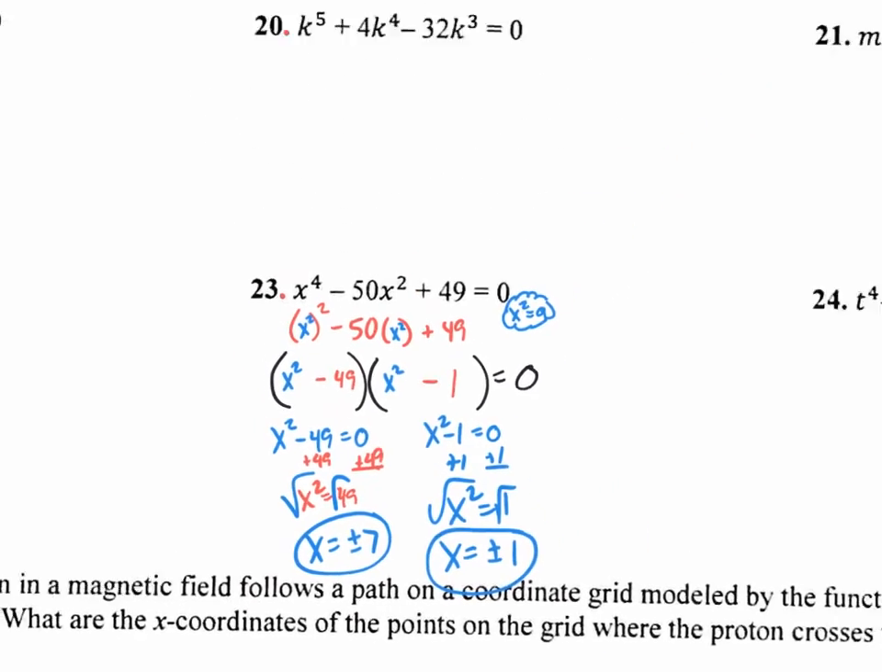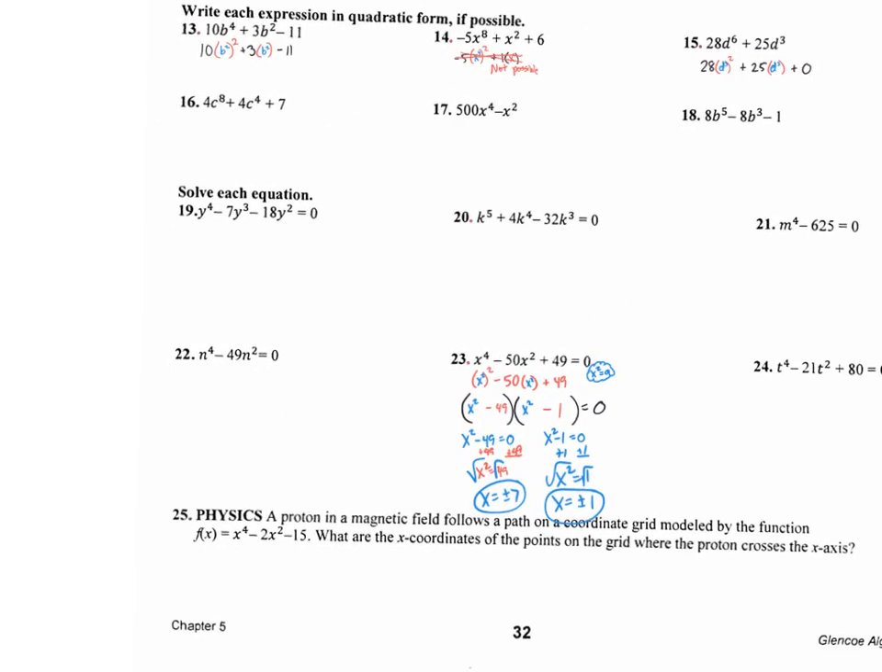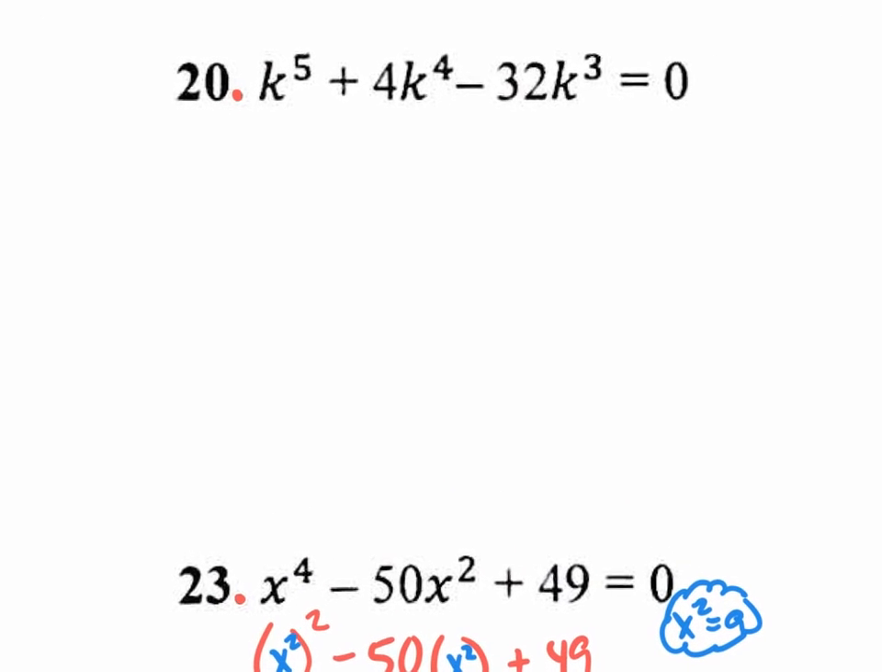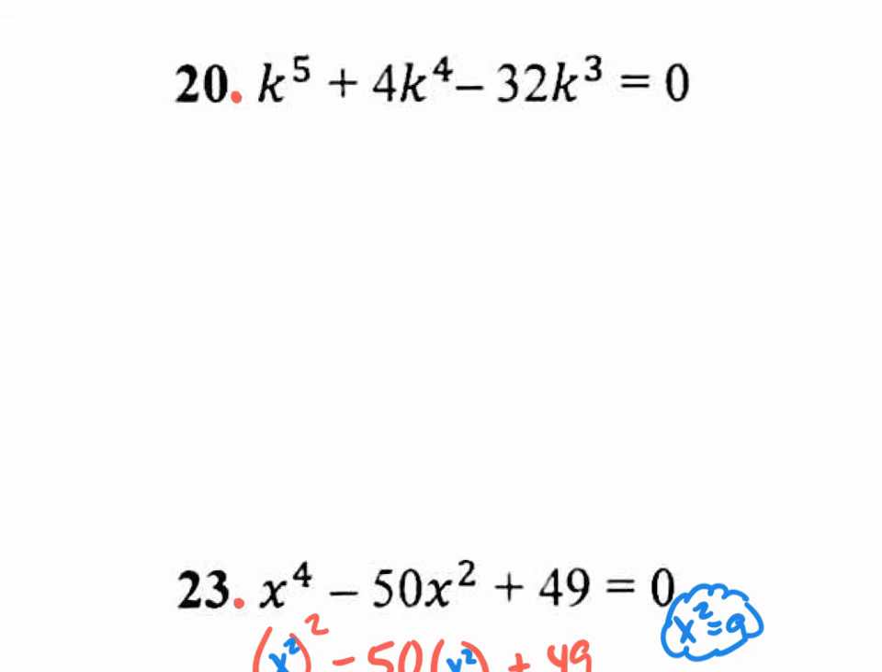Okay, let's go back to other questions on this last section. How about number 20 right above? You're not always going to have to change them to quadratics. Sometimes it happens naturally, right? What's the first type of factoring you should always try? GCF. What could I pull out of this thing? K to the third. And what's left over? K to the second.